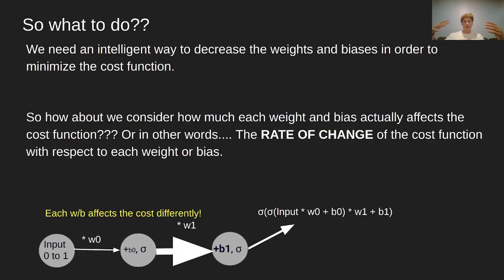So what to do? We need an intelligent way to decrease the weights and biases in order to minimize the cost function. So we need to consider how much each weight and bias actually affects the cost function, or, in other words, the rate of change of the cost function with respect to each weight and bias.